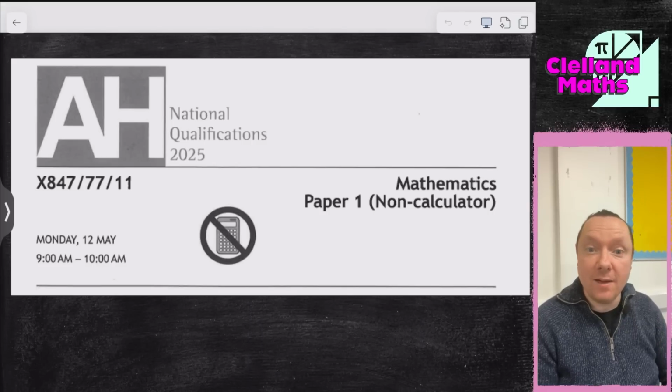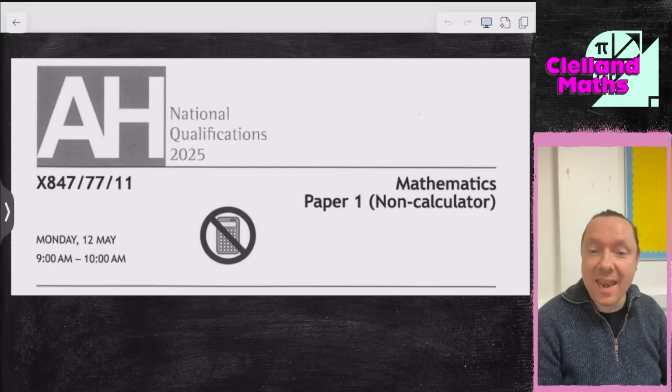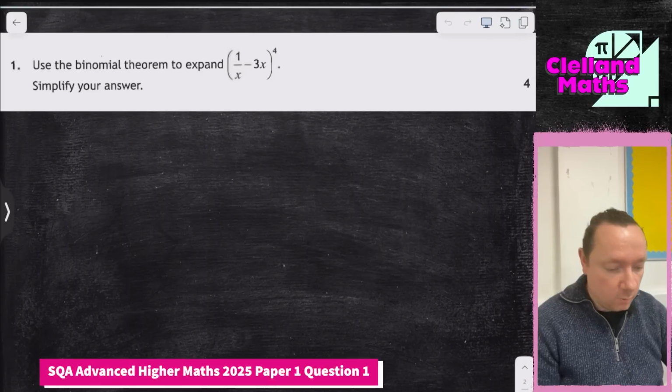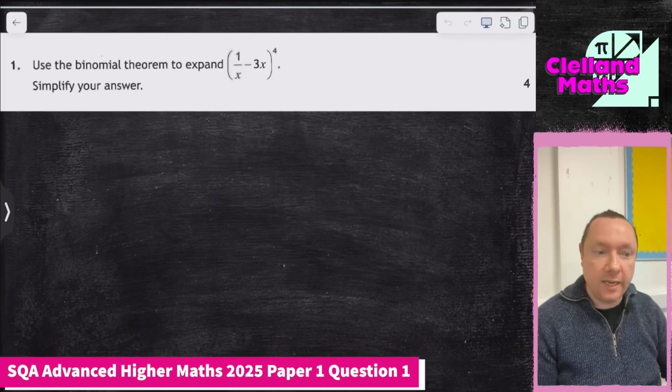So we're doing the Advanced Higher Maths 2025 Paper 1 today, which took place on Monday the 12th of May at 9 a.m. Let's just get into it straight away with question 1. Use binomial theorem to expand 1 over x minus 3x to the 4.